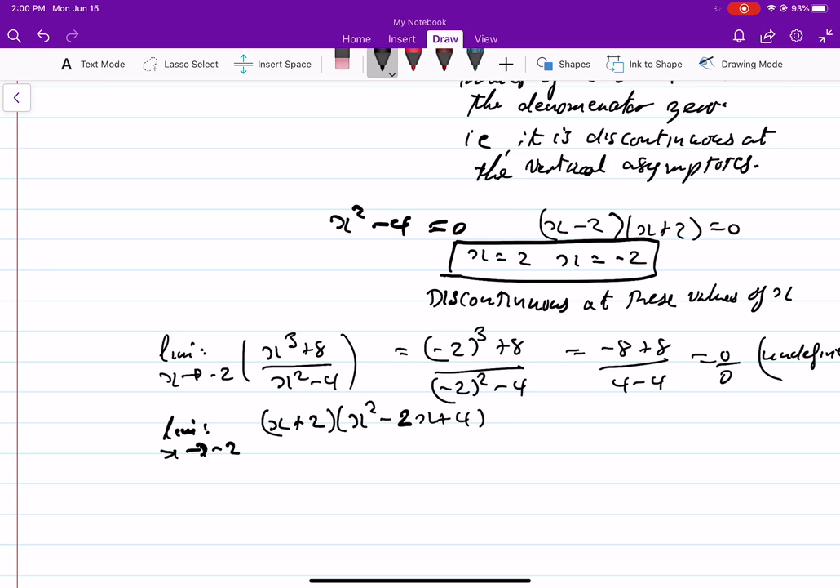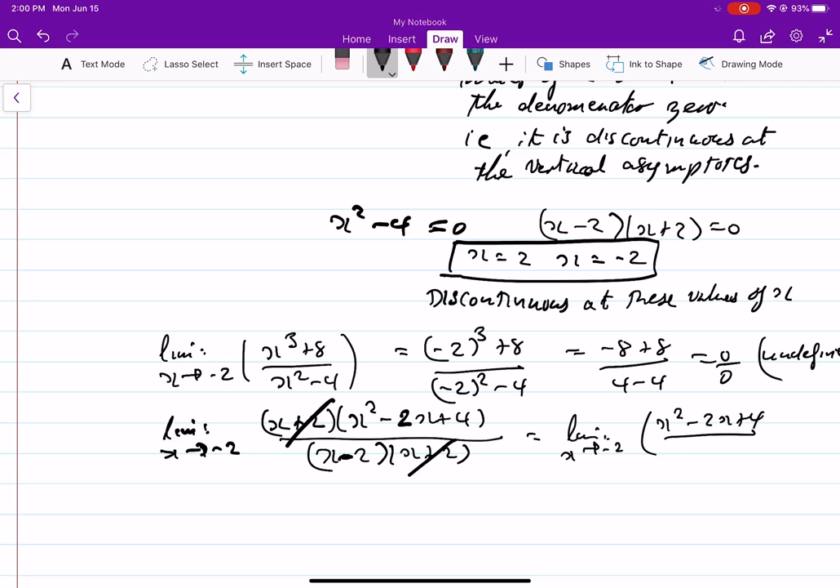And in the denominator, I will factorize: x minus 2 times x plus 2. And what cancels out? The x plus 2, right? So x plus 2 goes, and that becomes the limit as x approaches -2 of x squared minus 2x plus 4 upon x minus 2.